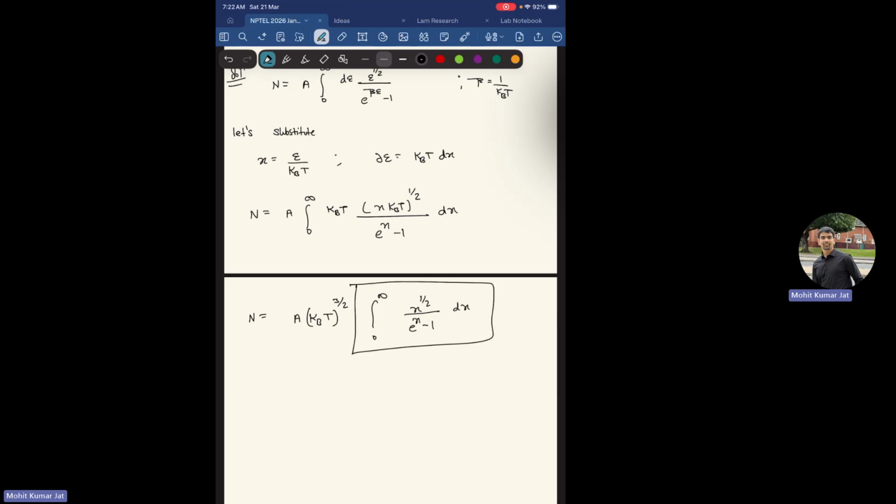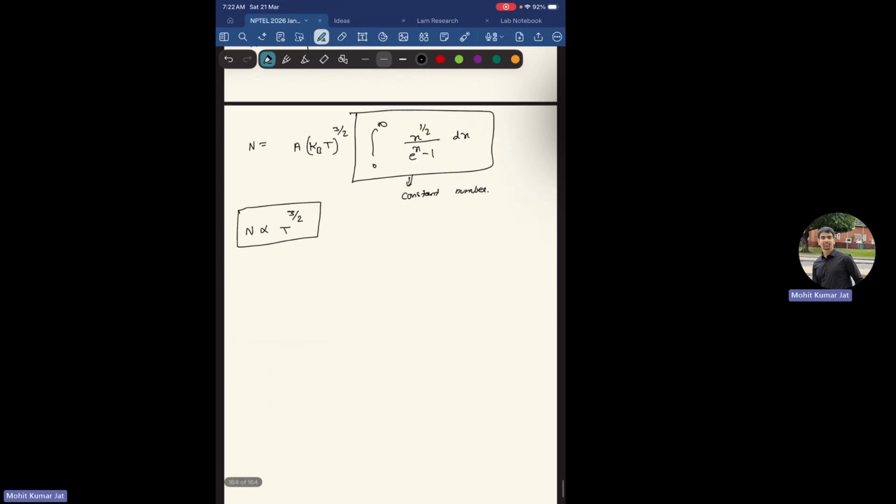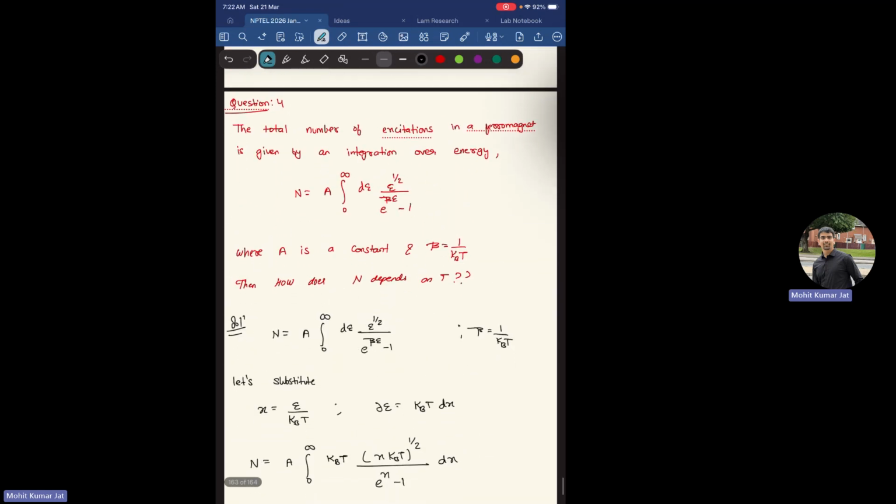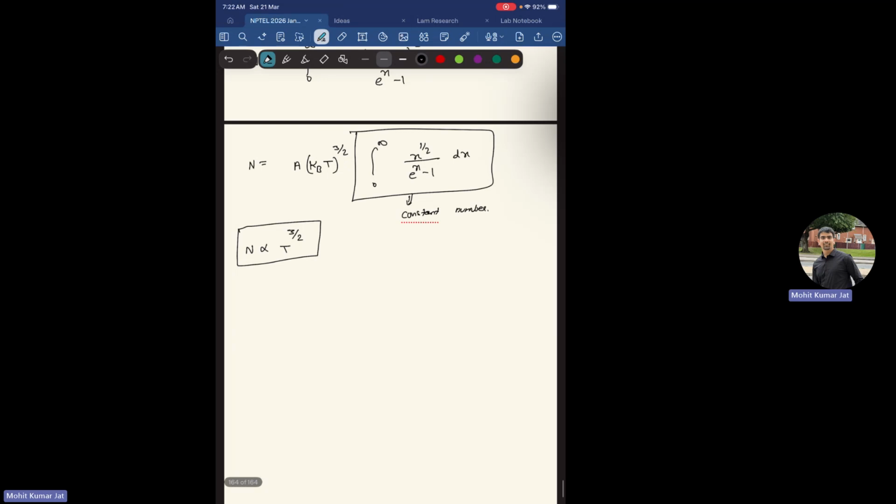Since this integral is a constant number, N basically scales as the temperature to the power 3 by 2. This N is the total number of excitations in the ferromagnet. So this is your final answer, where N is proportional to T to the power 3 by 2.